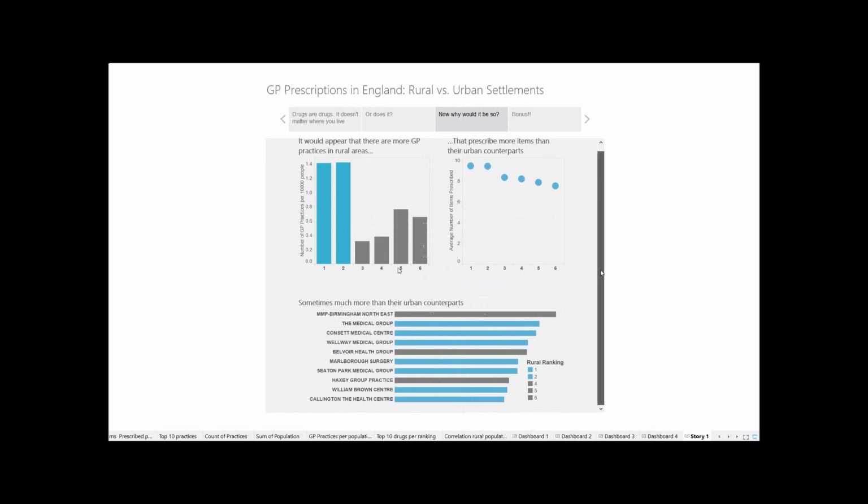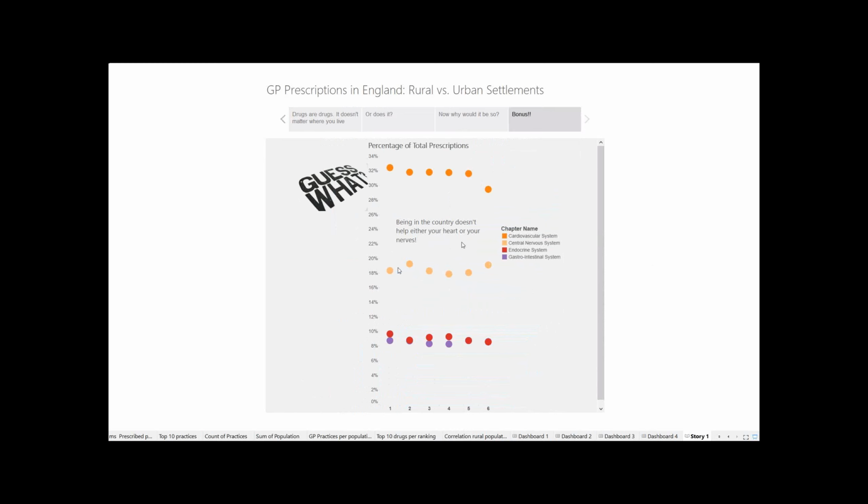Finally, bonus slide that's got nothing to do with the presentation, but I had to hammer my point in. So apparently, you know how they tell you, go live in the country for your heart and for your nerves? It doesn't matter, because you can see here that they prescribe just the same drugs, if not more, for your heart and for your nerves than they do in the city. There's no point moving to the country in the first place. So that is all from me, and yeah, thank you very much.